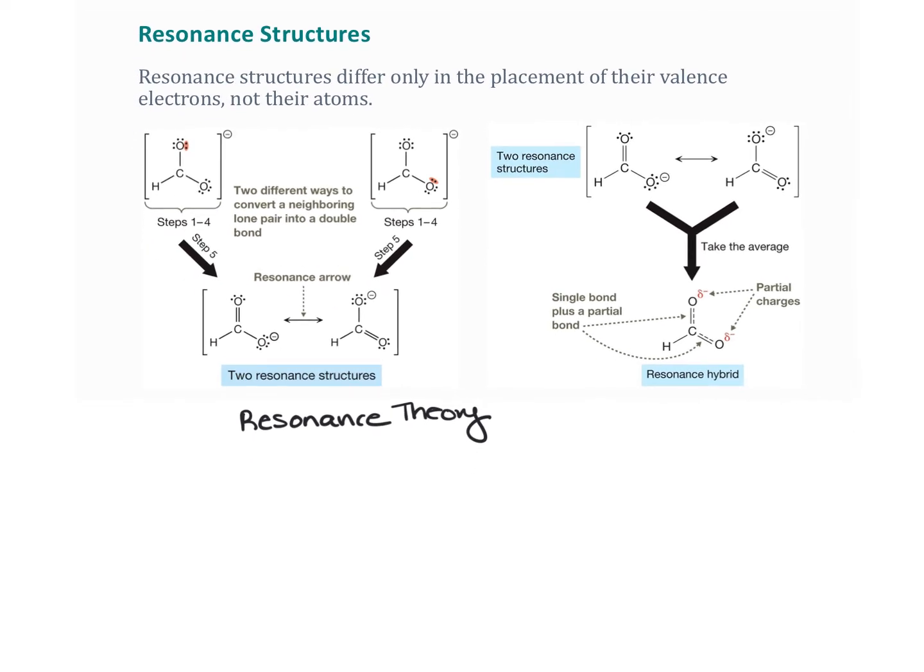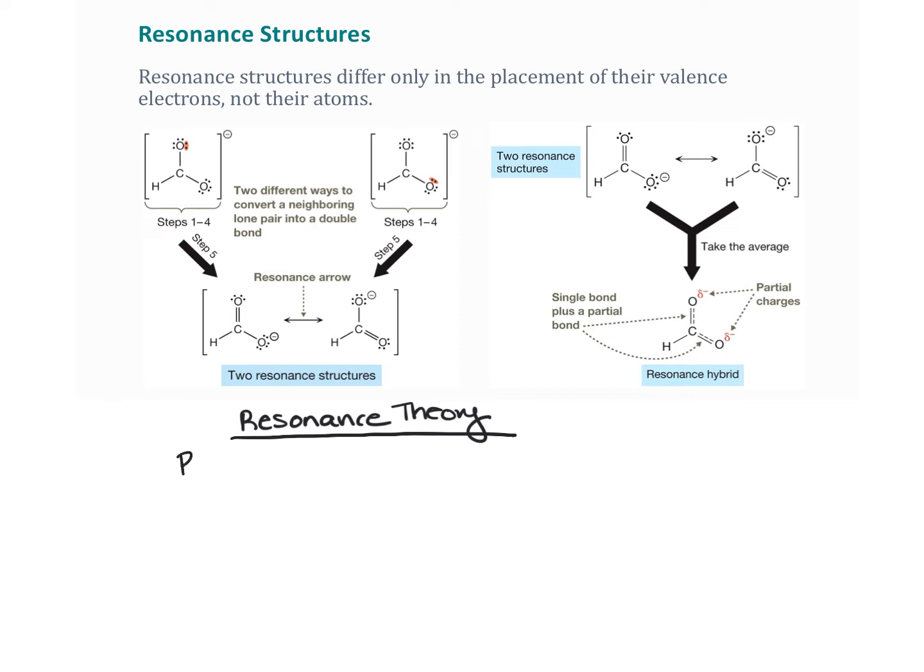Now, what you're seeing here are exactly what I drew on the last slide, right? Here are your two resonance structures. There's a resonance arrow. Here are the resonance hybrids, okay? But I want you to be able to recognize when an atom is gonna have resonance structures or when a molecule is gonna have resonance structures.